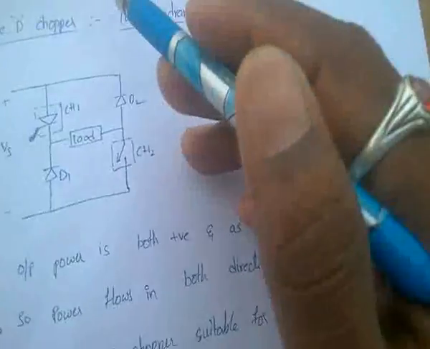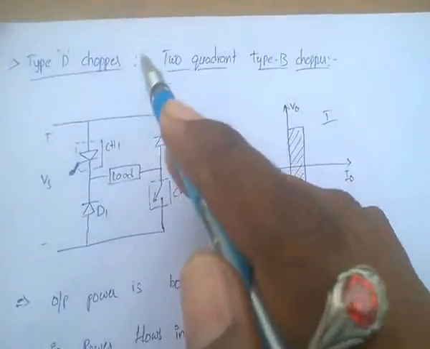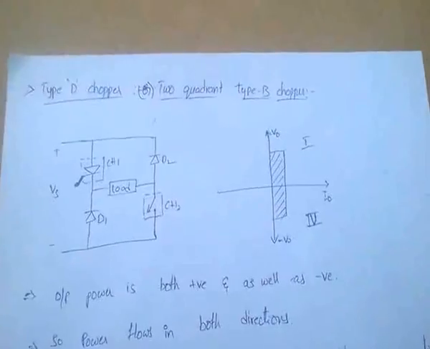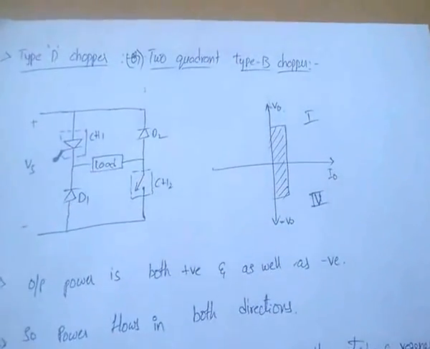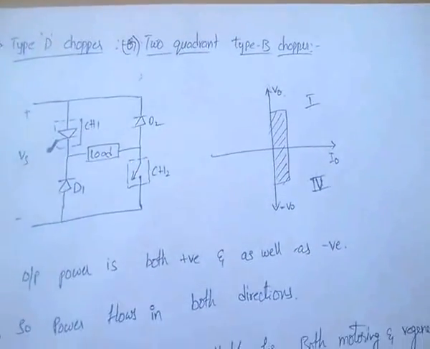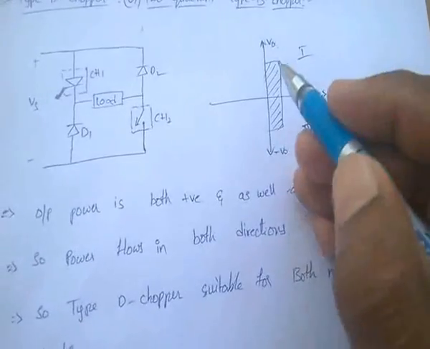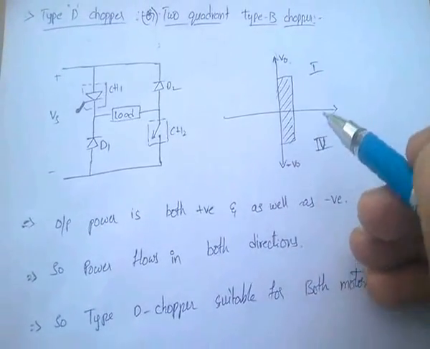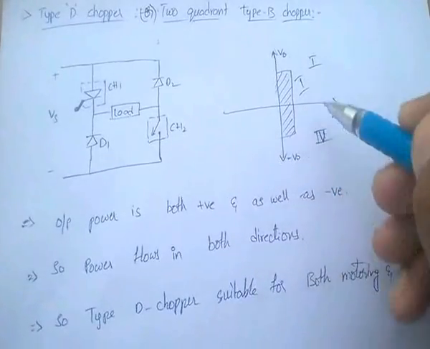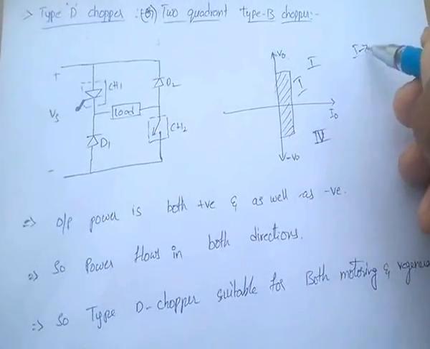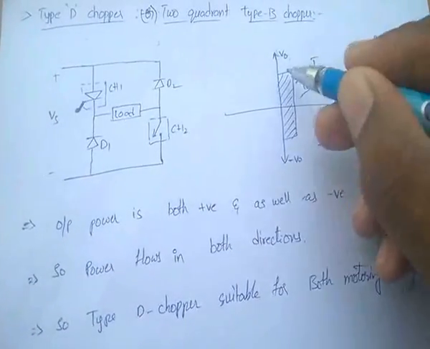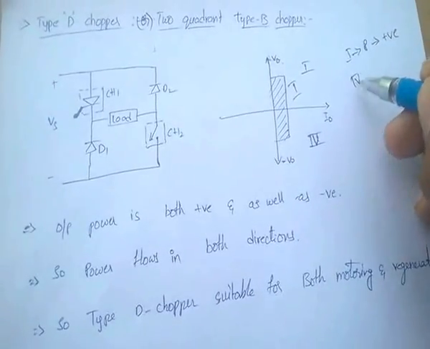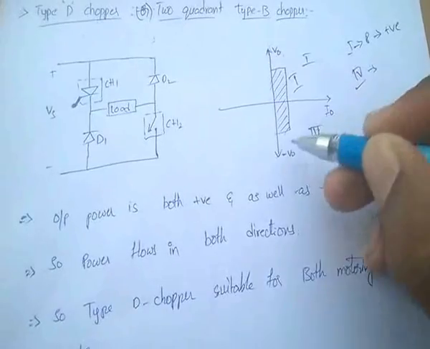Next chopper, type D chopper. Type D chopper is the two quadrant type B chopper. That means the first quadrant and fourth quadrant. For the first quadrant, V0 is positive, I0 is positive, so power is positive. For the fourth quadrant, current is positive and voltage is negative.